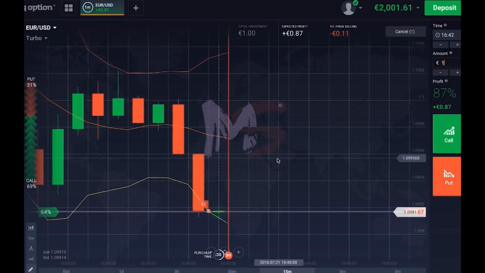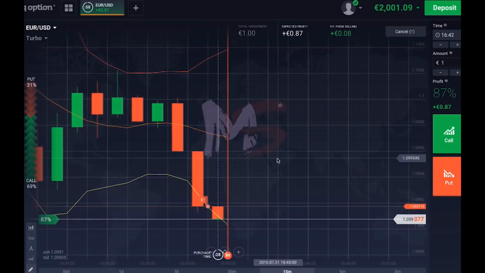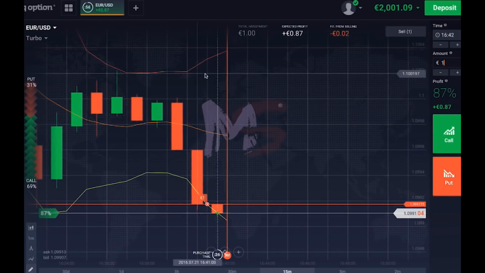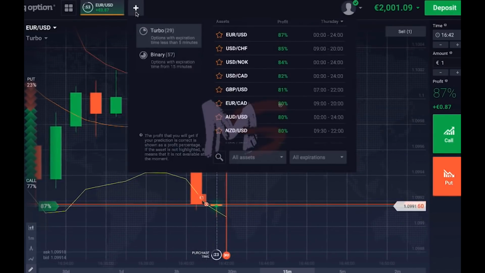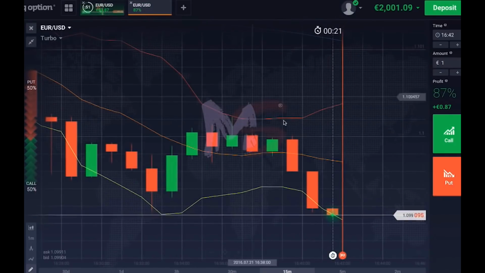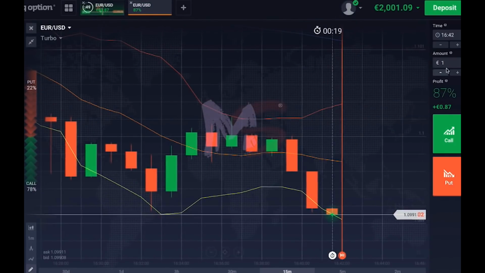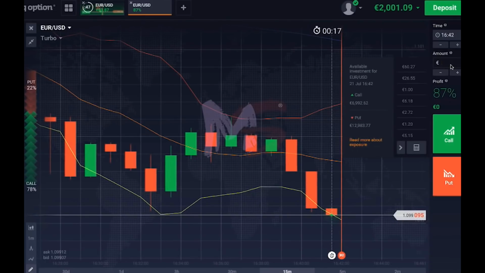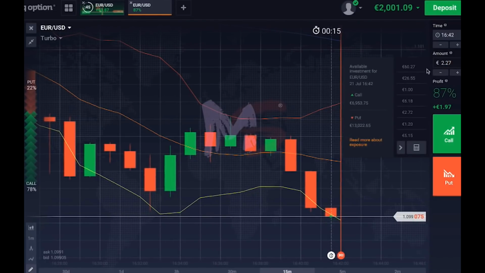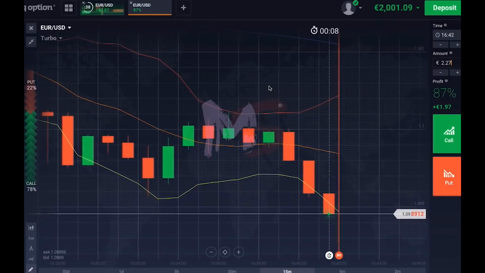Well, I invest $1 in put. I remind you that you can open another window, or set the chart in twin mode. So, you can reinvest immediately in case of out of the money.